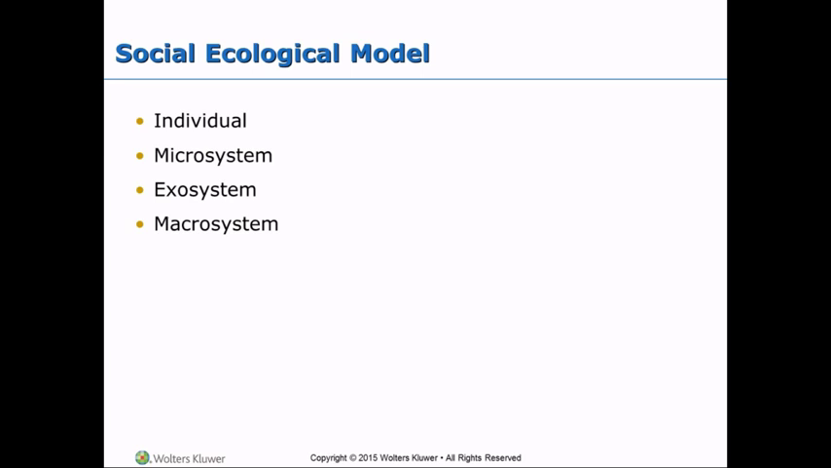The final layer is the macrosystem. This layer is the most broad, which encompasses cultural values and beliefs that influence the exosystem, microsystem, and individual. This layer includes public policies, economic conditions, and history. Cultural norms, socioeconomic status, and ethnicity are all found at this macrosystem level.